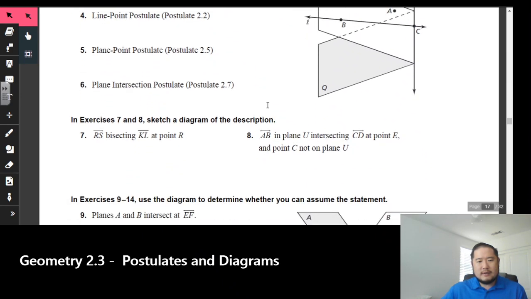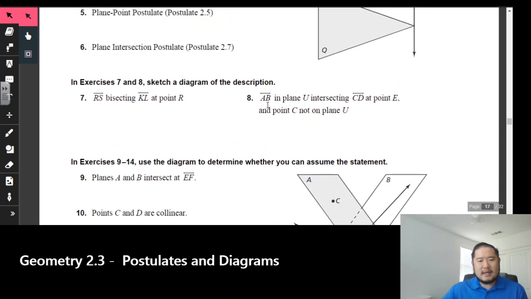Looking at number 7, we have ray RS bisecting KL. Let's sketch a diagram of the description. So we have segment KL right here. I'll go ahead and have K to L, and we have R to S. That ray is bisecting at point R, so this has to be point R. We've got our ray over here, and we have S. The last thing is, remember, it's bisecting it, so I have to make sure I notate that in my diagram, that it's being bisected.